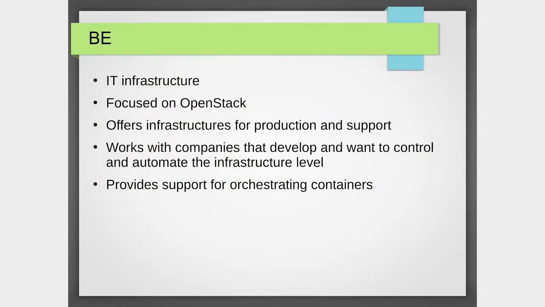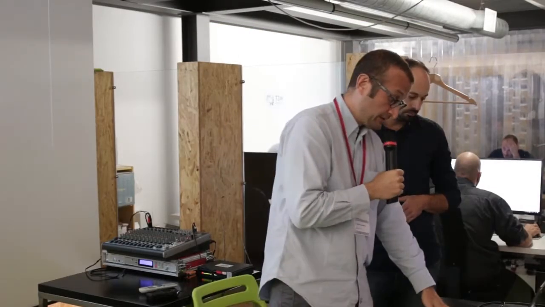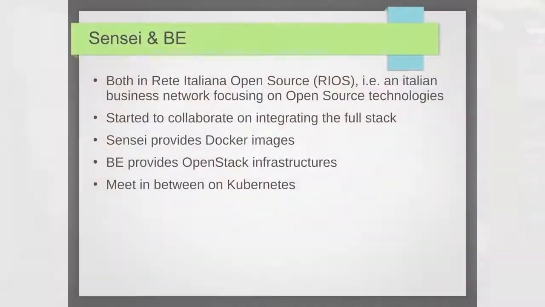And about us, Binario Etico, we deal with infrastructure, so we are pretty complementary with Sensei. We are focused on OpenStack, and we offer infrastructures and support. Typically, we work with companies that develop, like Sensei, and so we want to control and automate the infrastructure level, and in particular, we want to provide support for orchestrating containers. This marriage happened also because we both belong to Rete Italiana Open Source, which is a business network focusing on open source technologies. So one more reason to work together.